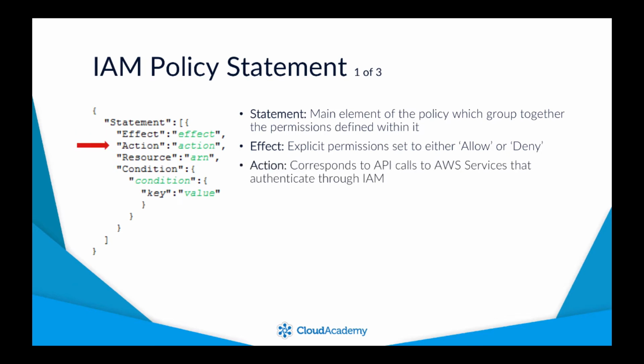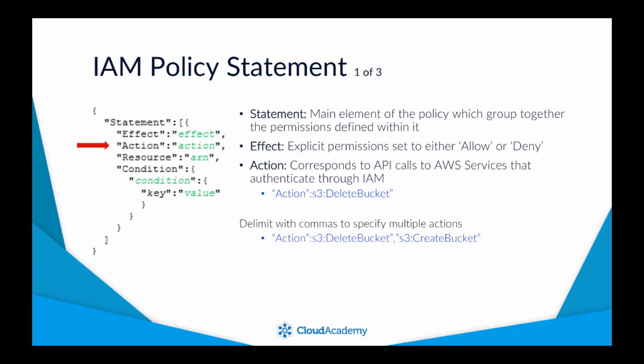Action. This corresponds to API calls to AWS services that authenticate through IAM. This example represents an API call to delete a bucket, the action within S3. You are able to list multiple actions if required by using a comma to separate them. Wildcards are also allowed. So for example, you could create an action to carry out all APIs relating to S3.